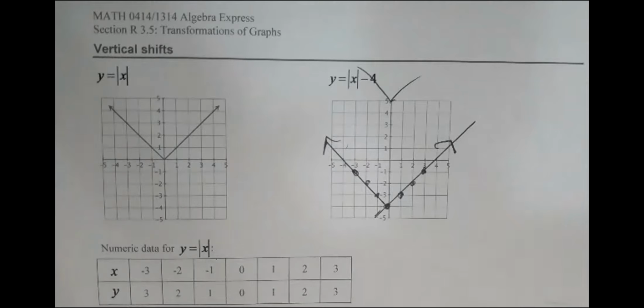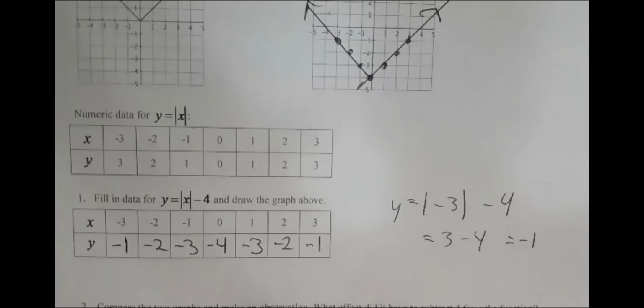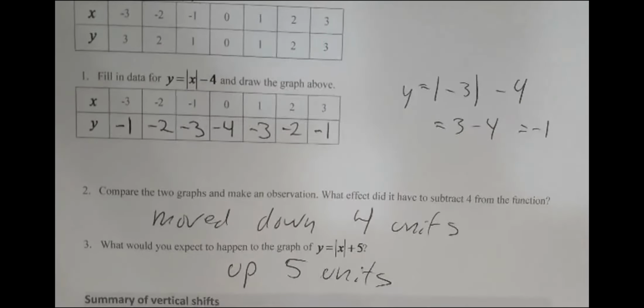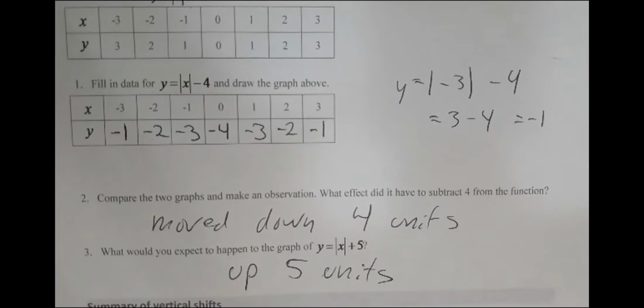So I will tell you this, the vertical shifts, this is the first shift that we're going to do. These are not super straightforward, but they are fairly straightforward from what you would think probably. If you subtract, you're going to go down. If you add, you're going to go up. So the next thing that we're going to do, you could probably guess, is horizontal. Horizontal shifts are going to be probably backwards from what you would expect. Let's see.